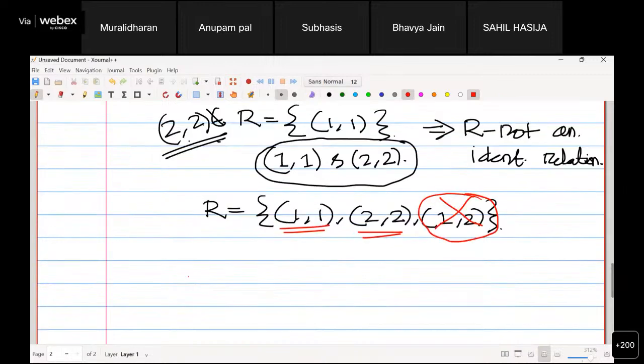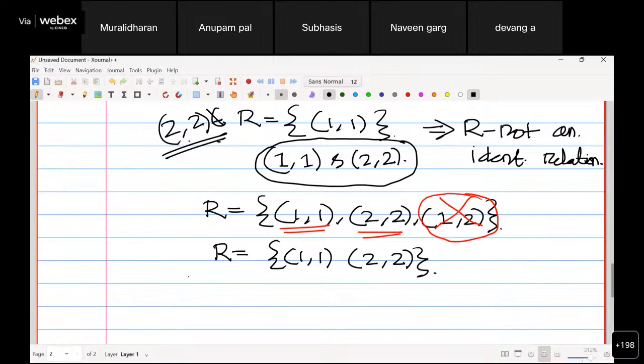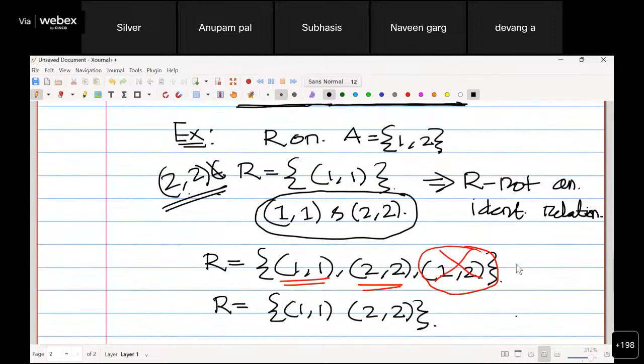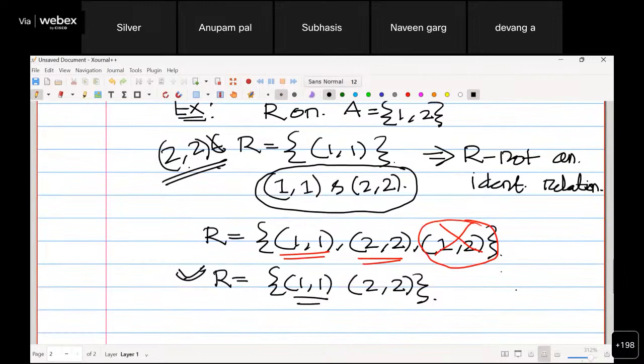But if I consider this set R, let's say (1, 1), (2, 2), and (3, 3), an identity relation is just the repetition of each element as a pair. As you can see, this is an identity relation because it precisely contains all the diagonal elements.